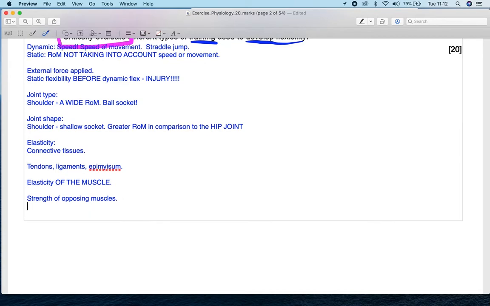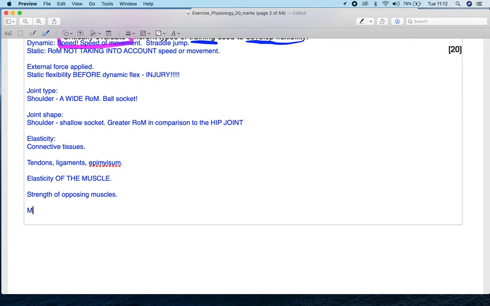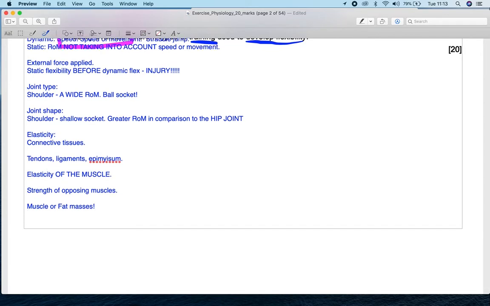Okay. Next factor that we have to consider is the muscle or fat masses. Think about those pictures of very muscular bodybuilders. You see them with their huge, great big latissimus dorsi muscles, which actually stop their arms being able to go next to their side. But if we think about any bulk around the joint, whether that is fat mass or muscle mass, that's actually going to impact the range of motion around that joint.